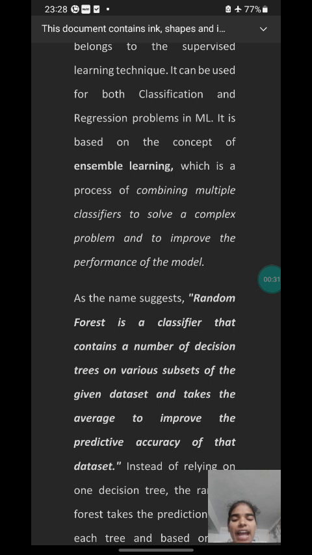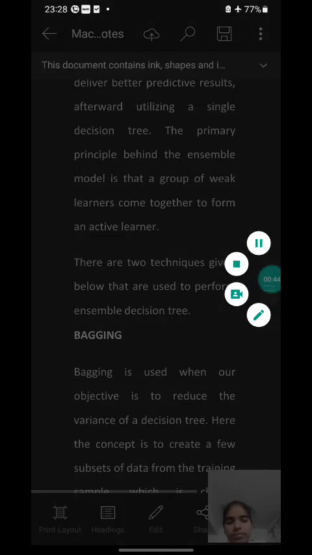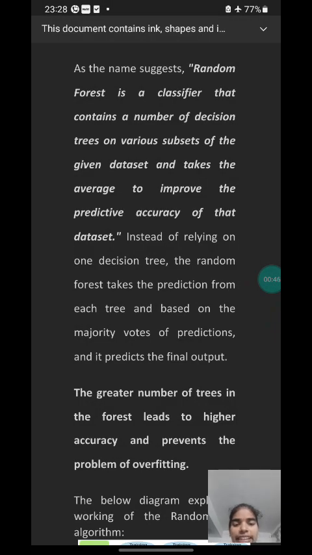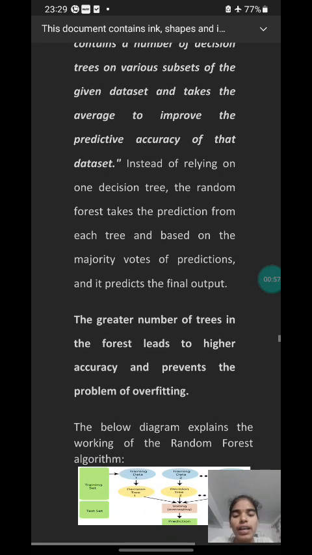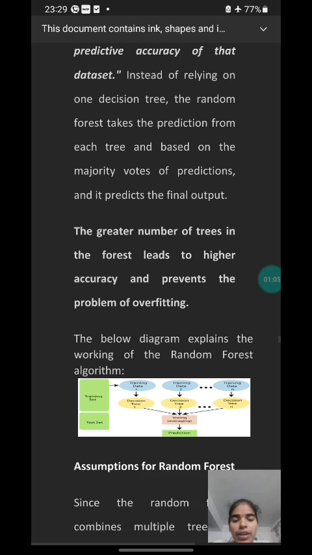As the name suggests, random forest is a classifier that contains a number of decision trees on various subsets of the given data set and takes the average to improve the predictive accuracy of the data set. Instead of relying on one decision tree, the random forest takes the prediction from each tree and, based on the majority votes of predictions, it predicts the final output. The greater number of trees in the forest leads to higher accuracy and prevents the problem of overfitting. The below diagram explains the working of the random forest algorithm.